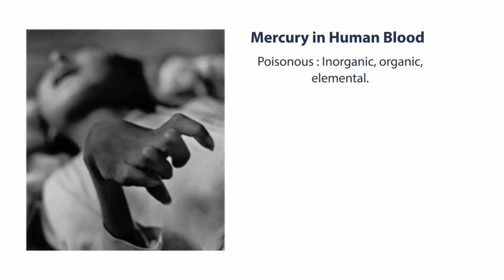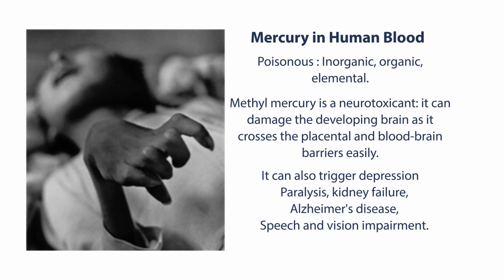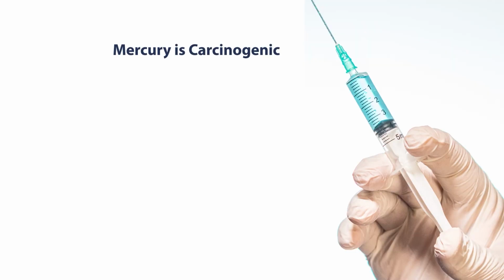So if we have to talk about one heavy metal, mercury is poisonous. It is inorganic, and it can be converted to the organic form, which is really poisonous. This methyl mercury, which is a conversion from the inorganic to the organic, is a neurotoxicant. It can damage the developing brain, as it can cross the blood-brain barrier, and it can trigger nervous disorders like paralysis, Alzheimer's disease, Parkinson's disease, speech and vision impairment, blinding of the eyes, kidney failure, and so many other health problems. And it is also carcinogenic.